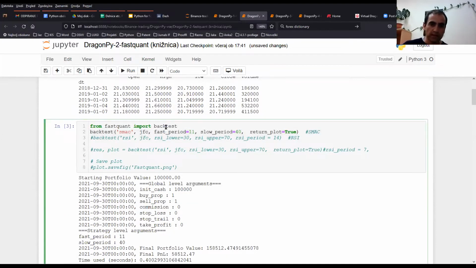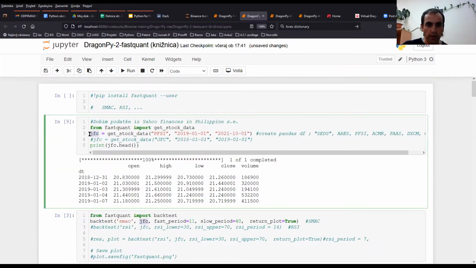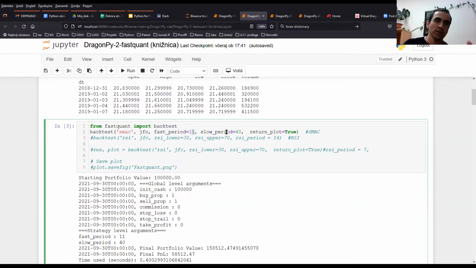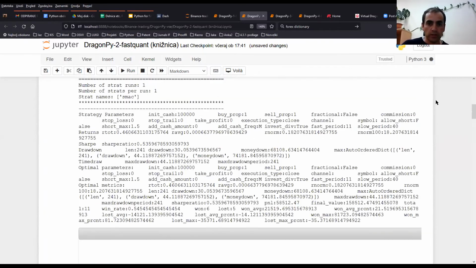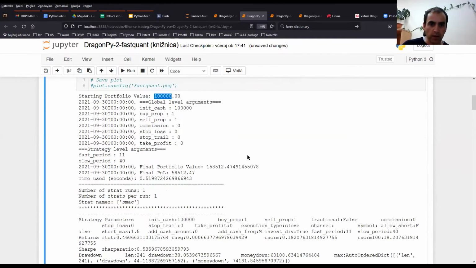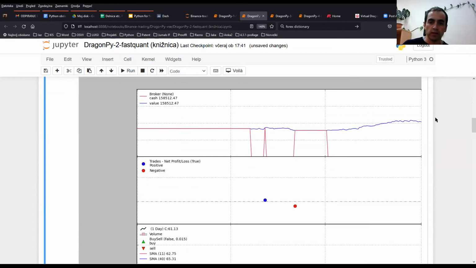And then you have backtest to test the strategies, and here you specify that you backtest simply a moving average. I created a data frame with a simple moving average with fast period 11 and slow period, and we plot the results here. If we run this, we have invested 100,000, and in the end we made 85% from this.